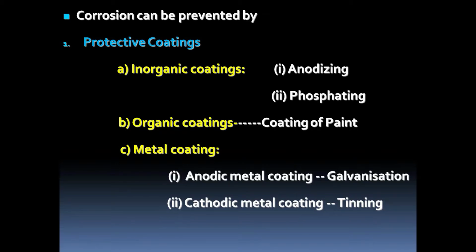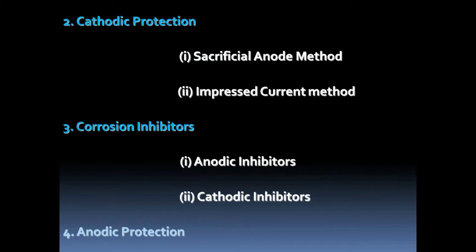Now let us go to the second category, cathodic protection. It has 2 subdivisions: the sacrificial anode method and the impressed current method. The third protection method is corrosion inhibitors. These are substances added to inhibit the corrosion rate, and there are 2 types: anodic inhibitors and cathodic inhibitors. The last part of the discussion is anodic protection. Now let us go one by one.